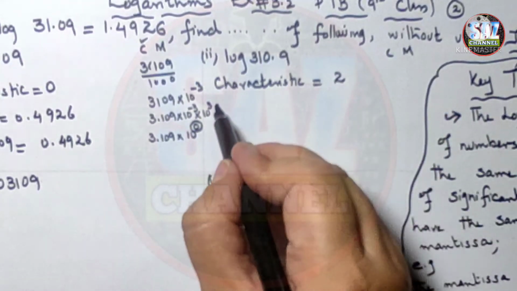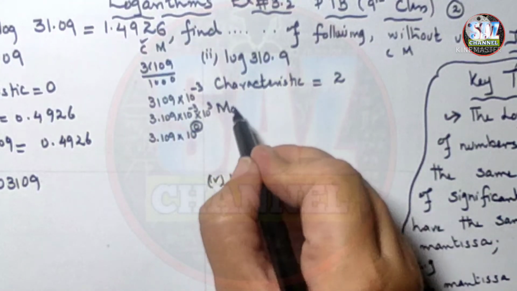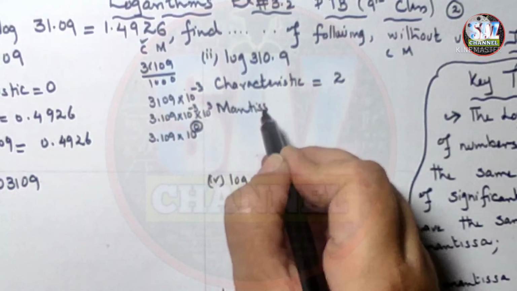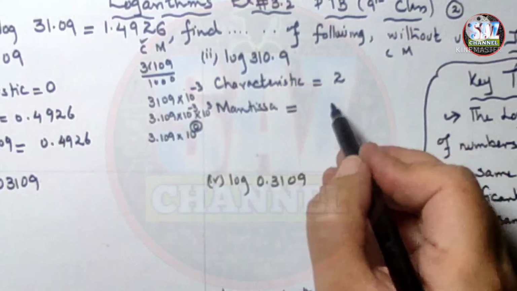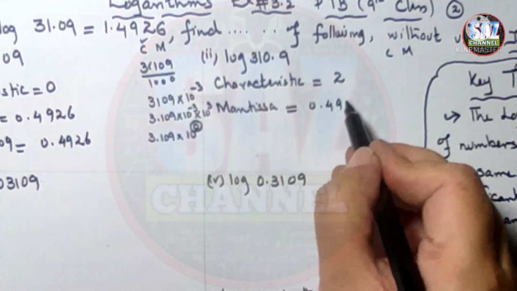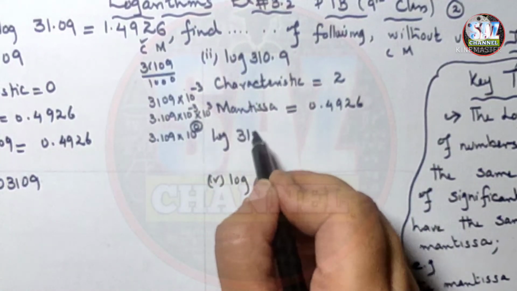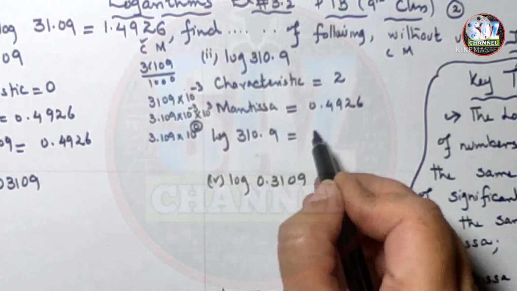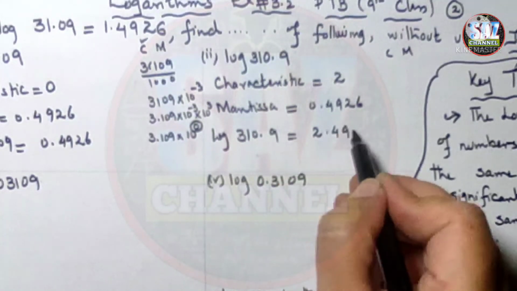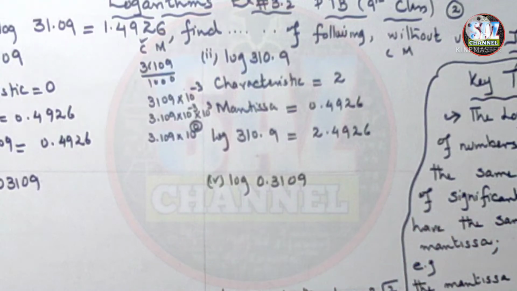And let's talk about mantissa. What will be the mantissa? Mantissa is given in the question, no need to worry about that. 0.4926, so the log of 310.9 will be equal to 2.4926. Really easy questions.